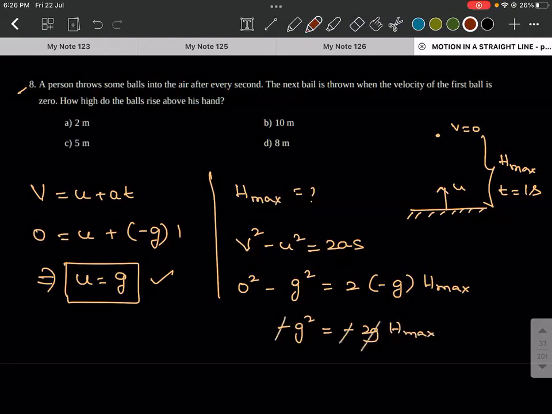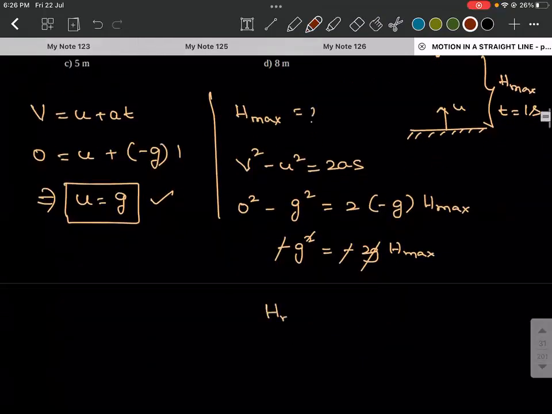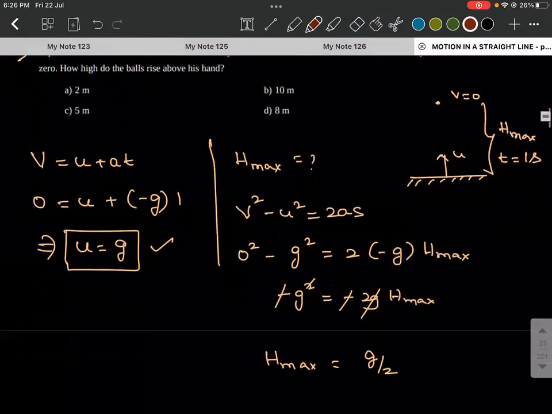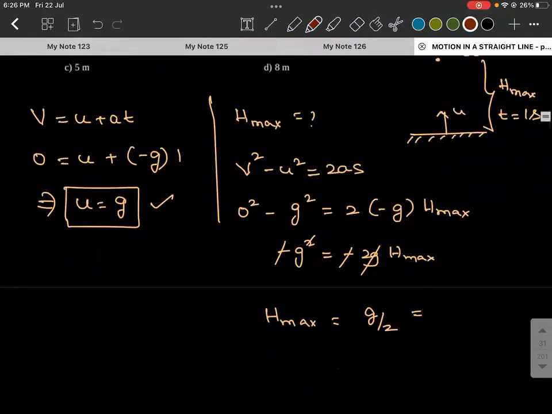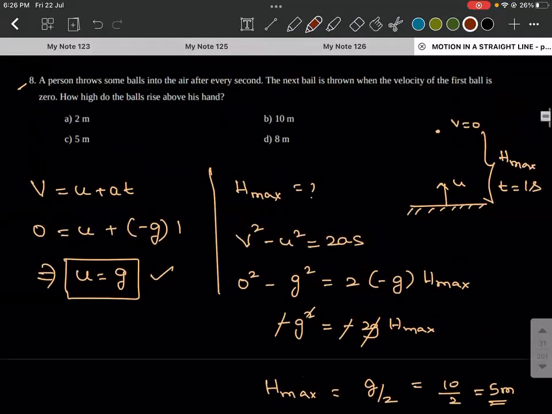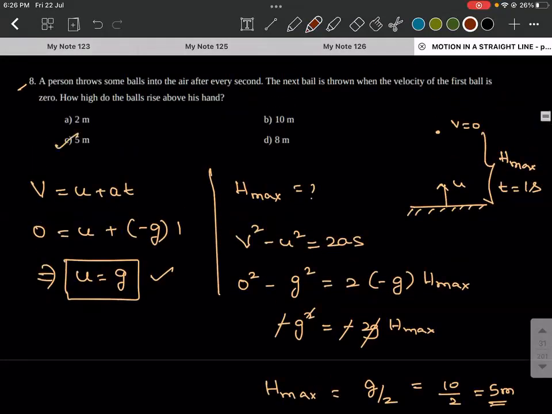This will get cancelled. U and g will get cancelled. H max will be equal to u divided by 2g. If you take the value of g as 10, because I'm not able to see any decimals in the option, it becomes 10 by 2, which is 5 meter. So it reaches a maximum height of 5 meter. This is clear.